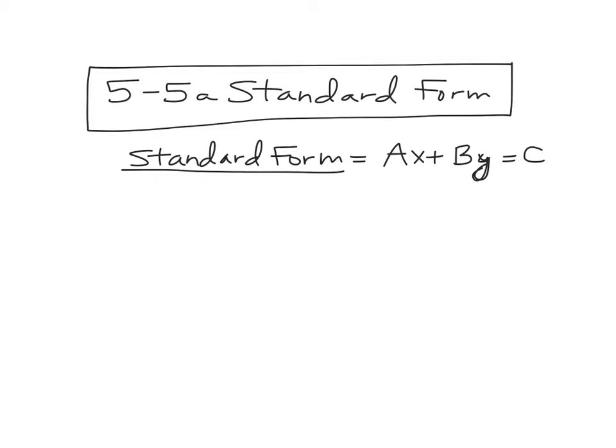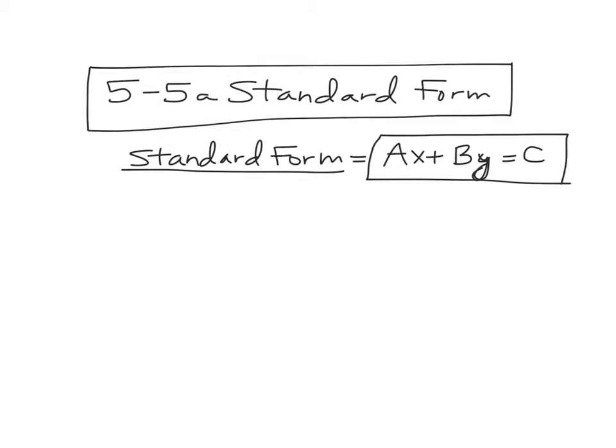Thank you, Carrie Anna. Standard form looks like this, okay? Ax plus By equals C. What happens with standard form is you end up with an x-intercept and a y-intercept, which can be great as long as you are able to keep straight what is what.